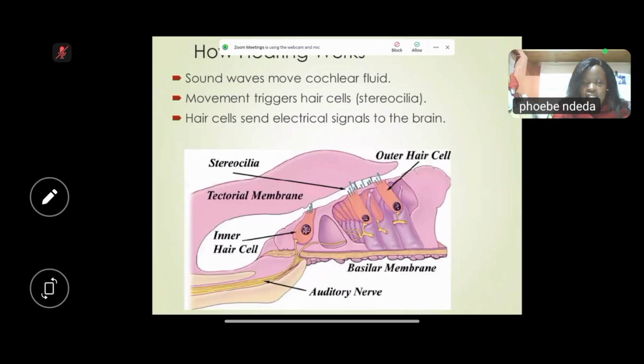Okay, what I'm coming at is that next diagram. So I hope it is showing how hearing works. So what happens when you're hearing, you're going to understand.